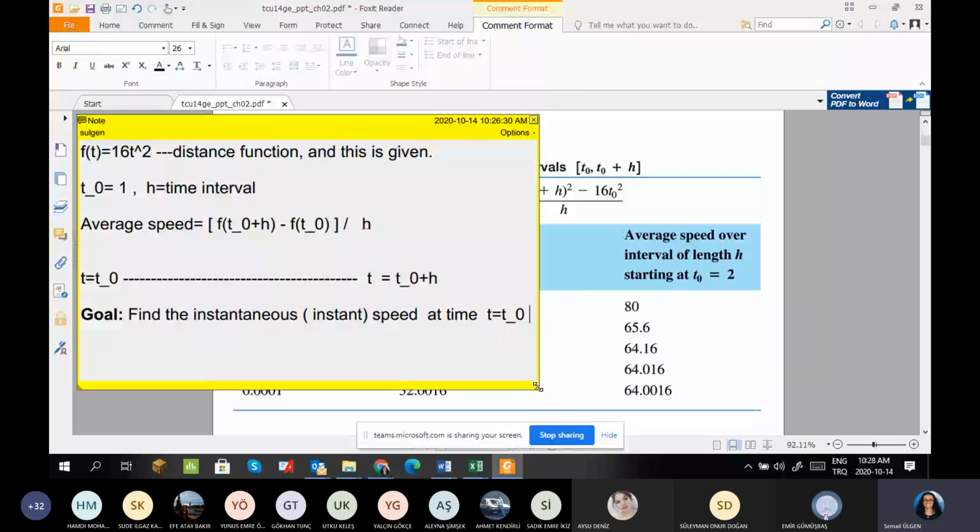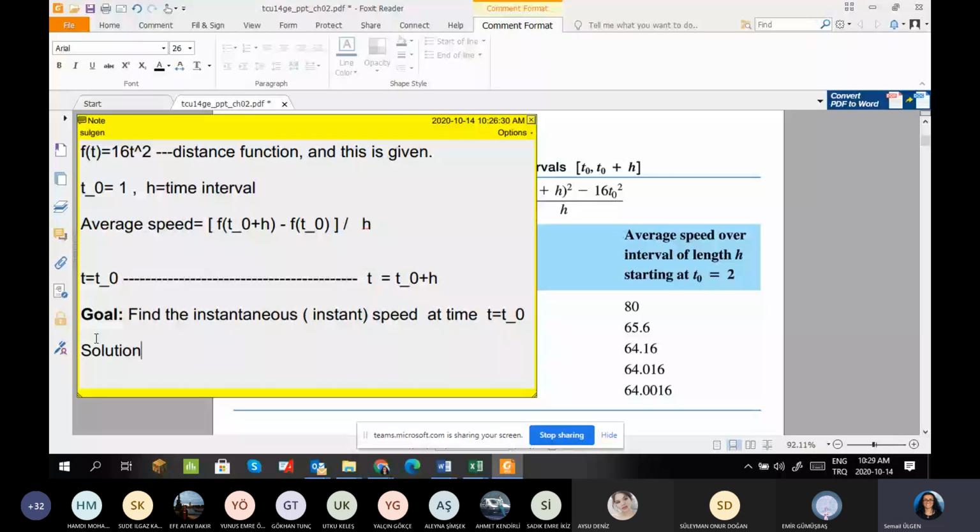Okay, the way we are going to do the instantaneous speed at time t naught, not on an interval h, when we are given, say, this distance function as well, we are going to calculate this average speed for time intervals that are getting smaller and smaller. Okay, solution, maybe I should write it here, write it in words.